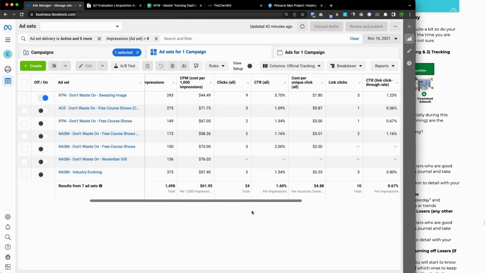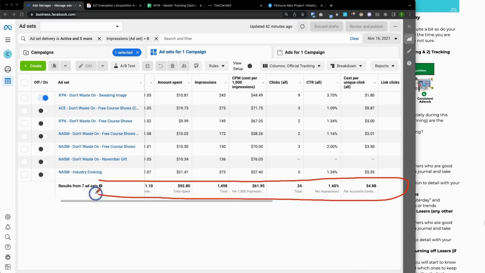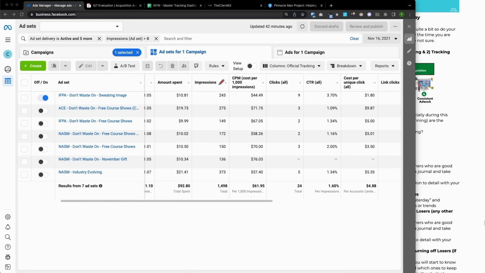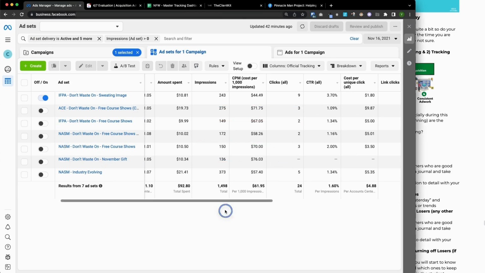What we're doing here is looking at how these ads are performing. Now, instead of looking at the global view, where we're looking at the summation of all of these and adding that into our master tracking sheet, now we're looking at the individual data and the individual ads to see how each is actually performing. In this case, we've got IFPA, ACE, IFPA, NASM. Obviously, these all have different creatives and copy, but they're all running to very similar audiences, so we're just observing.